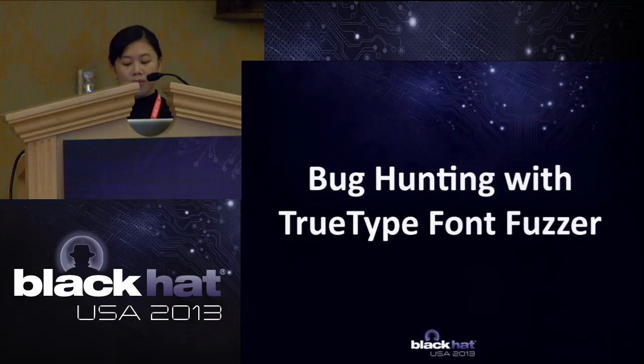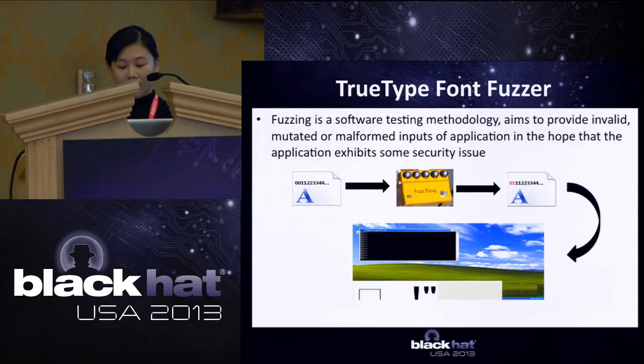In this section, we will discuss bug hunting with our TrueType font fuzzer. In our fuzzer, we feed the Windows operating system with crafted fonts generated by our fuzzer. There are two actions included in our fuzzer for every test case. Firstly, open the font file using fontview.exe, and secondly, display the default character map contents in the font file.